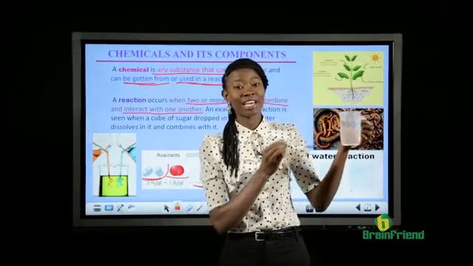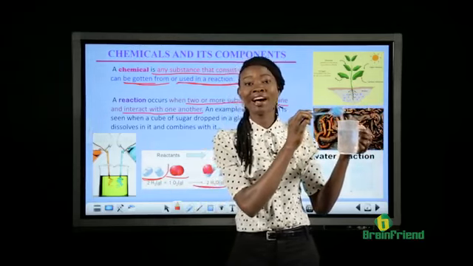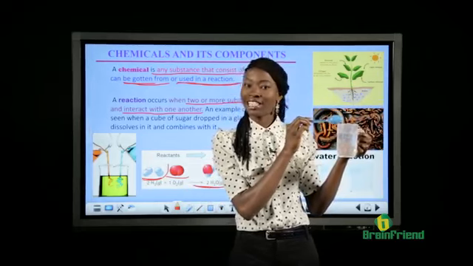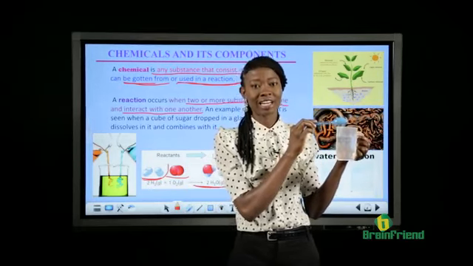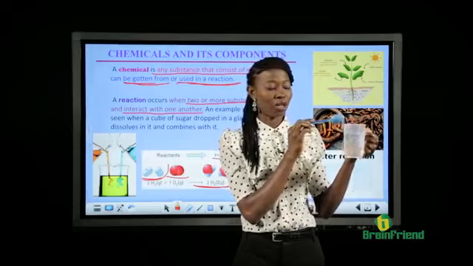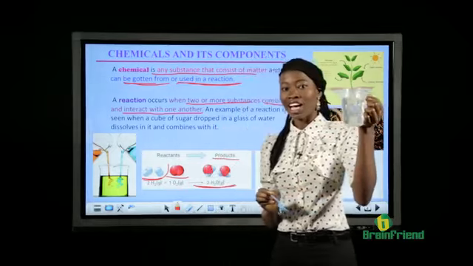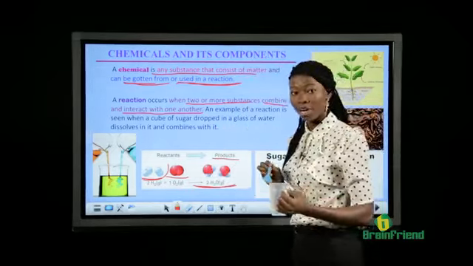So what we have here is a mixture of sugar and water. So sugar is a chemical, and water is also a chemical. So we have a mixture of sugar and water, an example of a reaction.